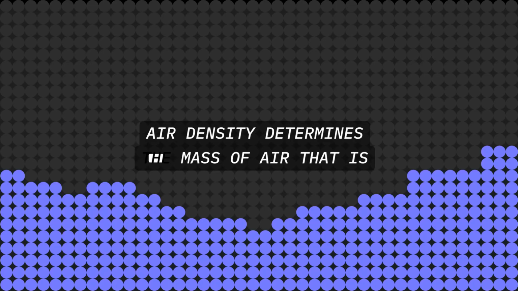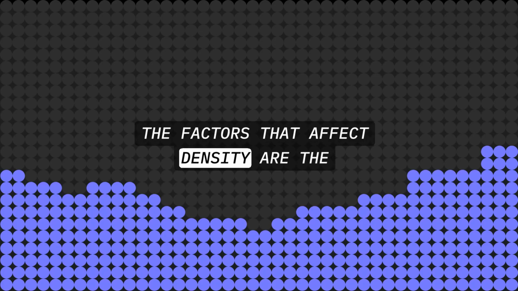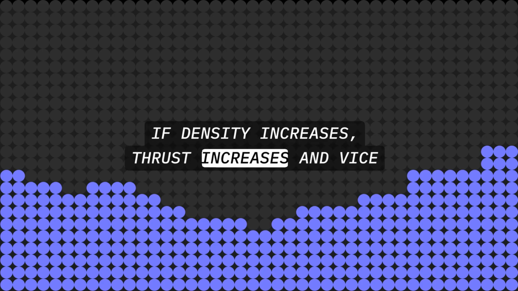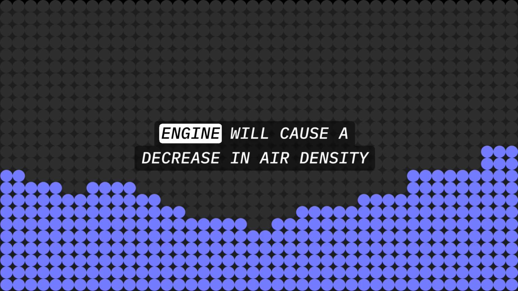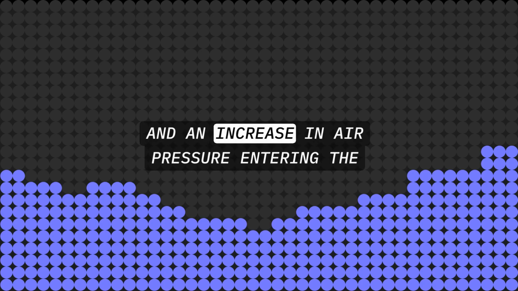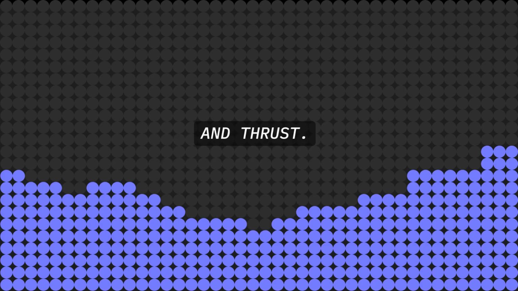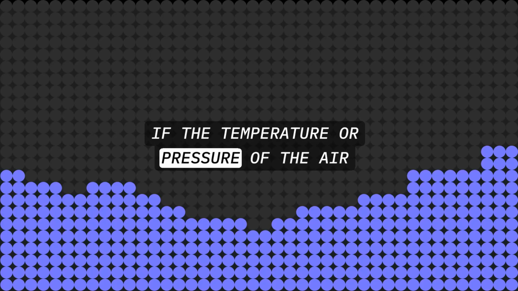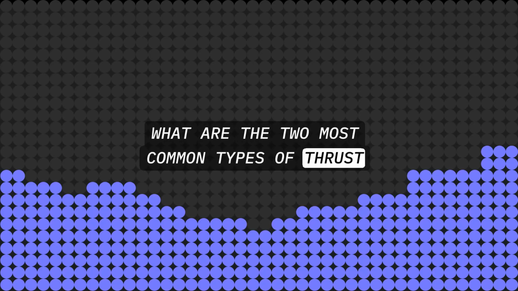Air density determines the mass of air that is used by a jet engine. The factors that affect density are the temperature and pressure of the air. If density increases, thrust increases, and vice versa. An increase in air temperature entering an engine will cause a decrease in air density and thrust, and an increase in air pressure entering the engine will cause an increase in air density and thrust. With a given throttle setting, engine thrust will vary if the temperature or pressure of the air entering the engine changes. What are the 2 most common types of thrust reversers?